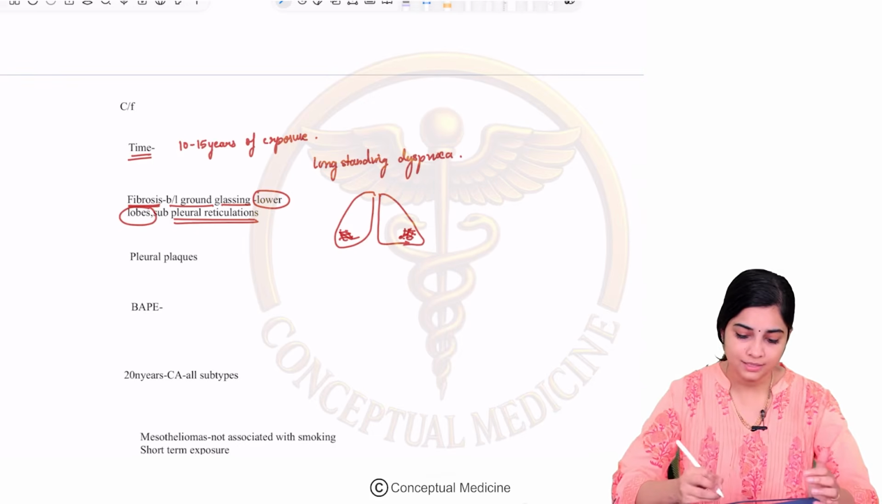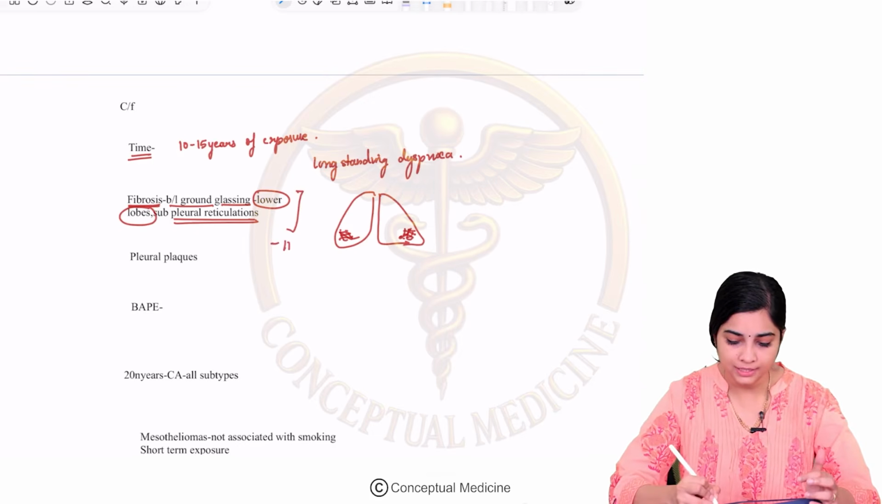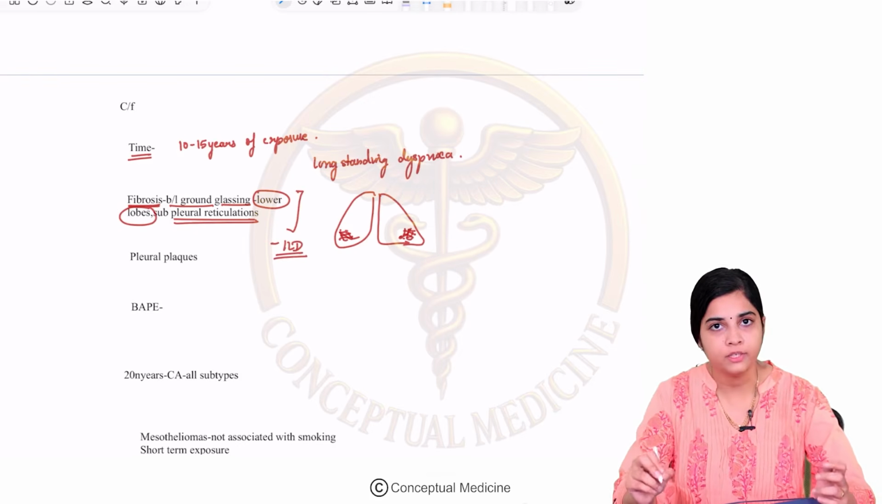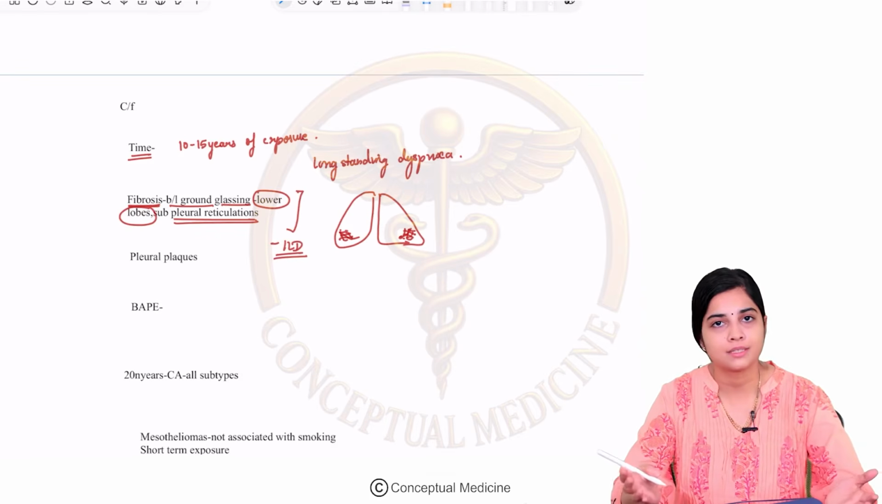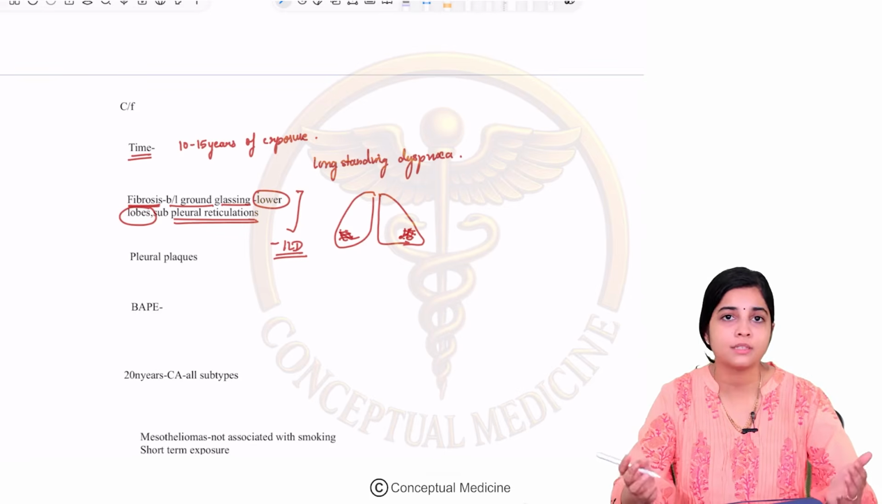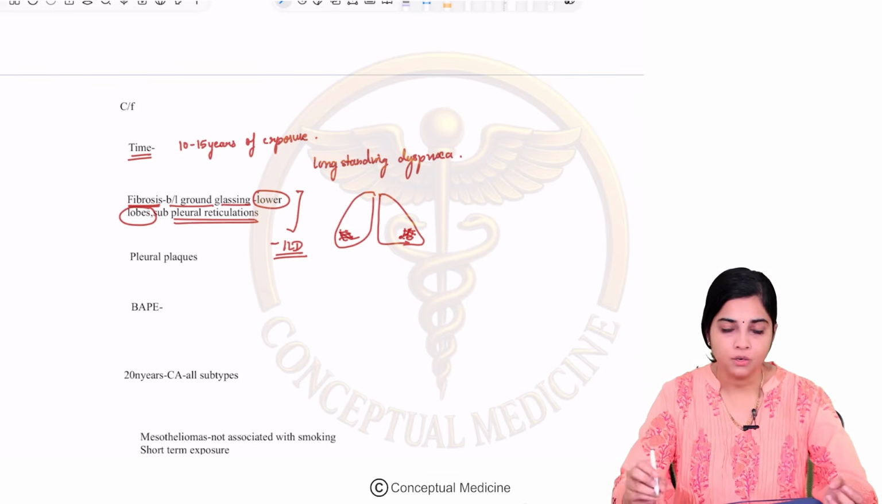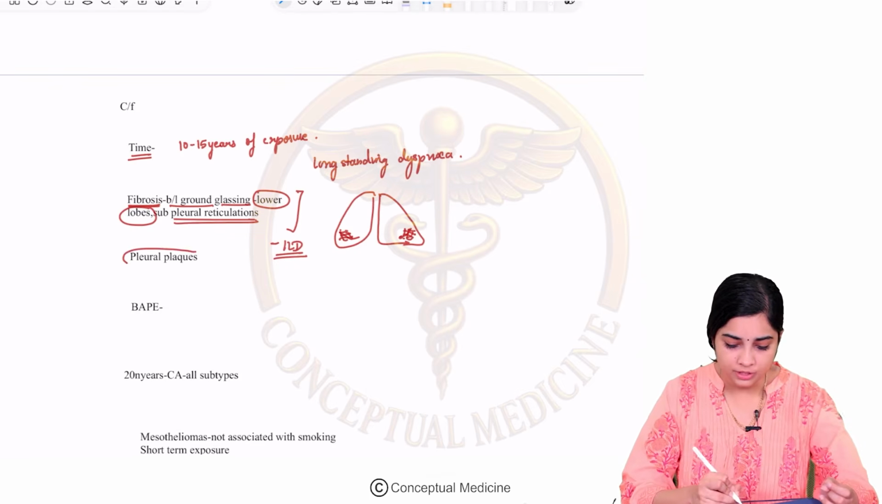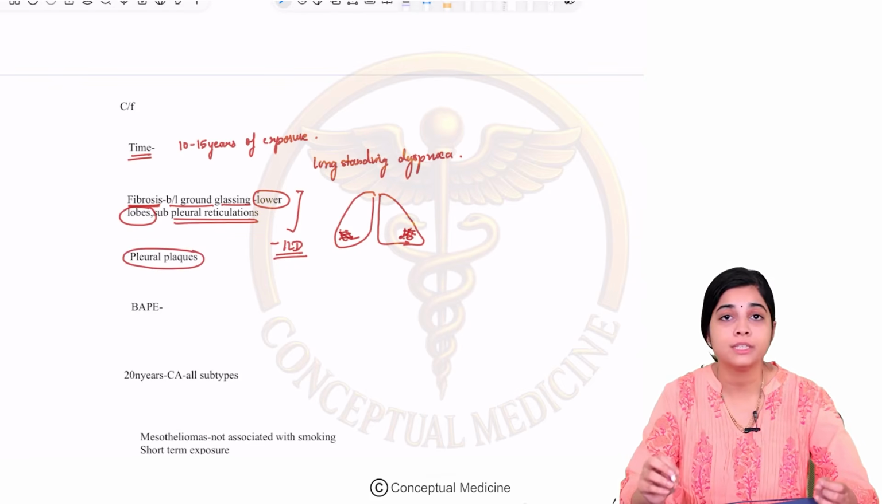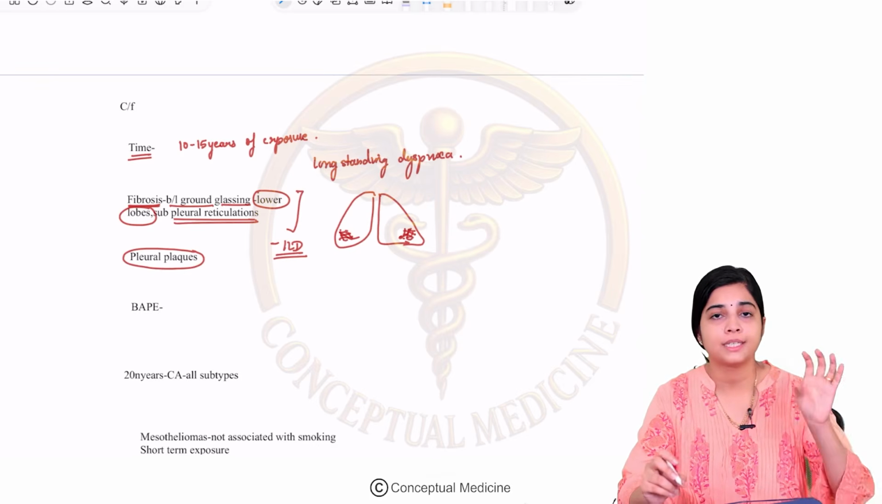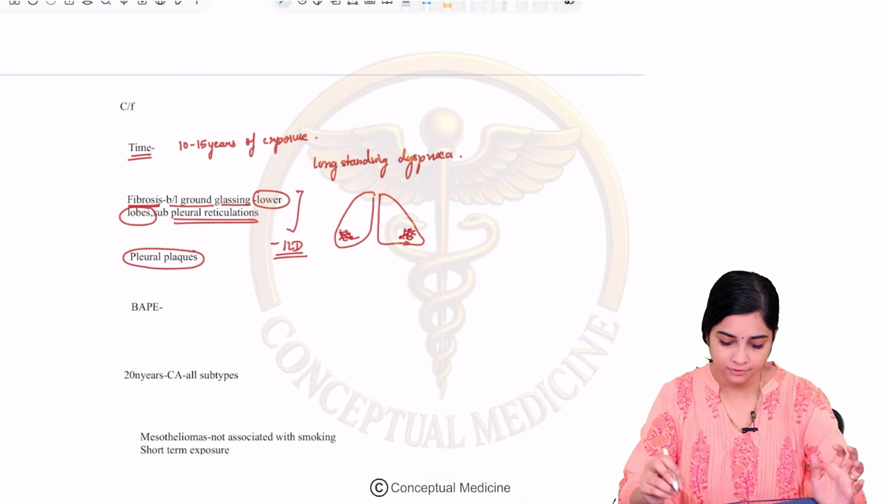Okay, so this is nothing but a form of interstitial lung disease itself. You will understand these patterns when we discuss more in detail in interstitial lung diseases. Okay, so this is a type of damage to the interstitium predominantly. Also, the characteristic feature of asbestosis is the presence of these pleural plaques. You can find plaques in the pleura. The pleura gets thickened, and this is a characteristic feature.